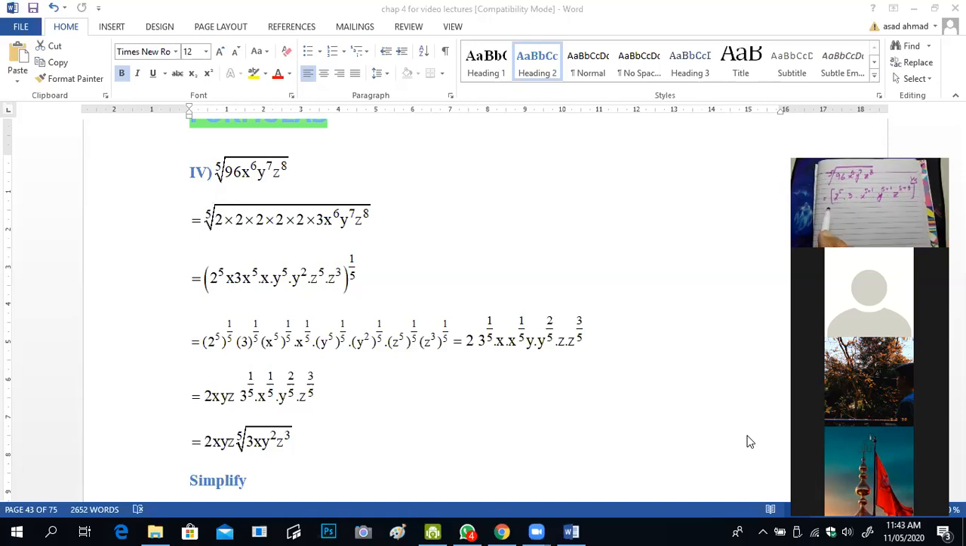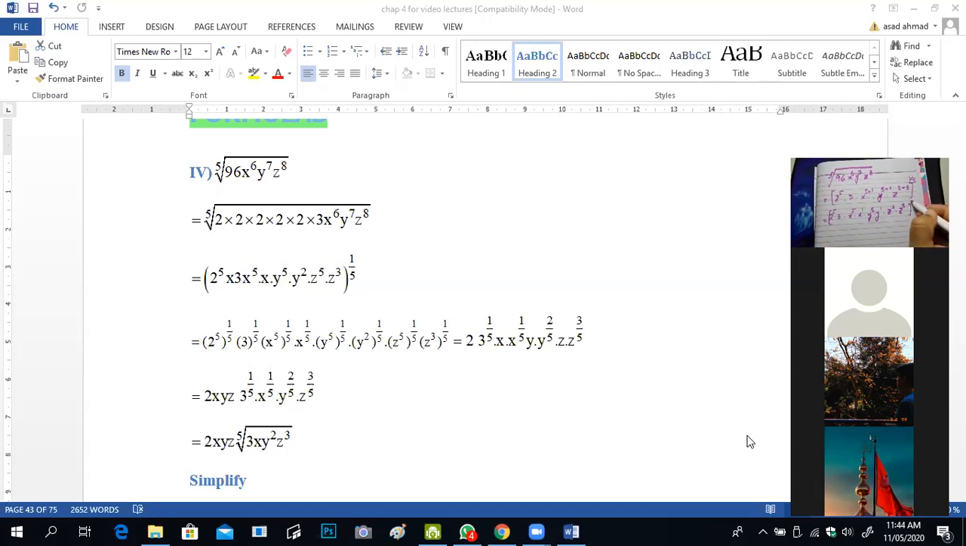So what we will do, the objective is very clear: whatever is raised to the power 5 will be solved with this exponent 1 by 5. So you will split it into two parts: 2 raised to power 5, 3 will be as it is because it cannot be broken further, x raised to power 5, x raised to power 1, y raised to power 5, y raised to power 1, z raised to power 3, and z raised to power 5, and again it is 1 by 5.